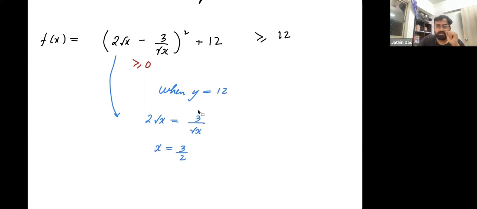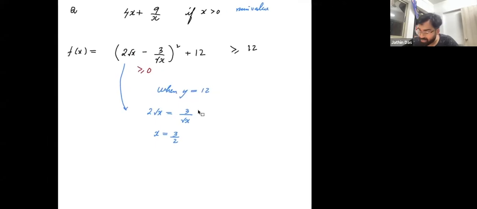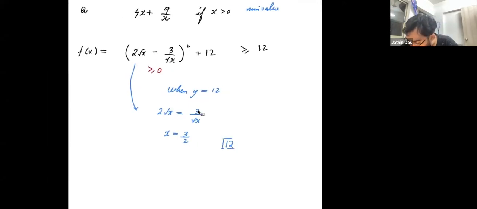It's defined. x is equal to 3 by 2 is possible, definitely. So what is the range of this function? The minimum value is 12. Finished. Oh, that's it.